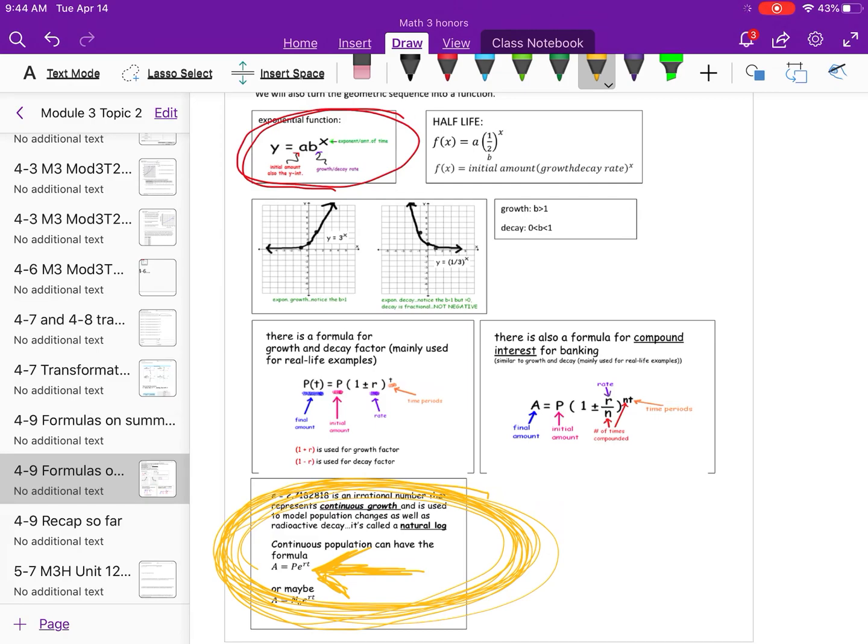So again, we're looking at this PERT function. The P is going to be whatever the population is currently, which we know as that 2000 number. And then the rate is going to be that percent, 2.4%. And then the time will be the number of years, right?